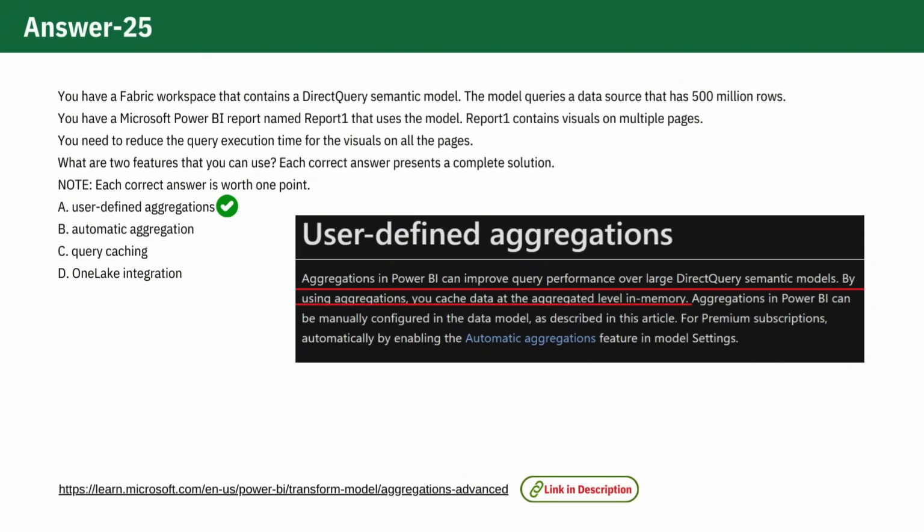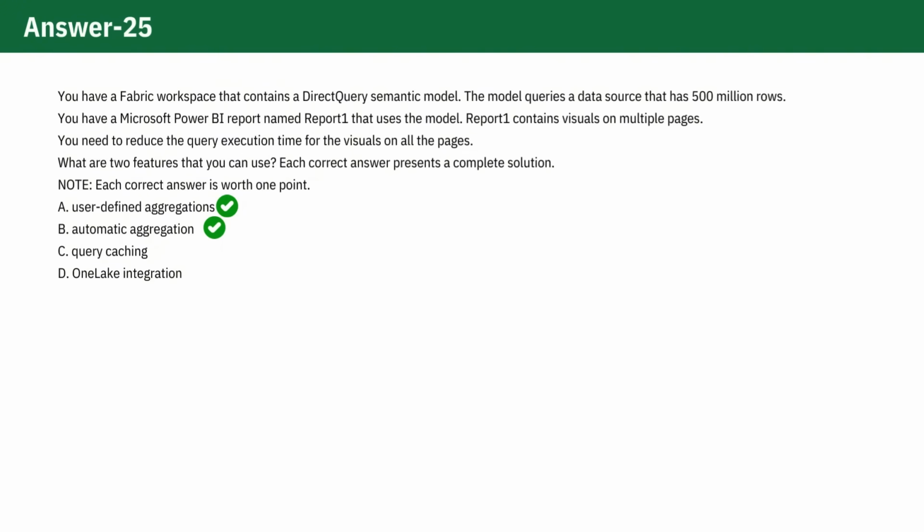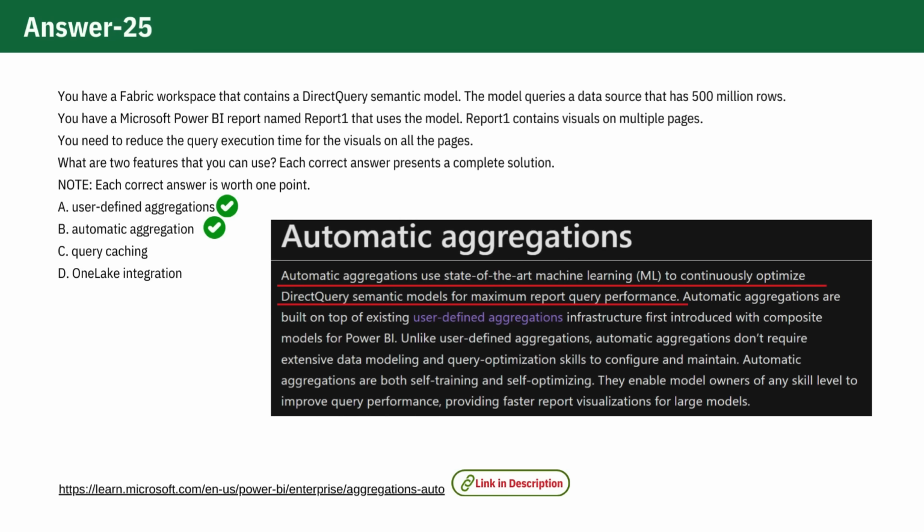Option B. Automatic aggregations is correct because automatic aggregations use state-of-the-art machine learning, ML, to continuously optimize direct query semantic models for maximum report query performance based on usage patterns in Power BI. This feature optimizes query performance by pre-aggregating data and minimizing the need to query large datasets directly. Read more about it from the links given in the description box.